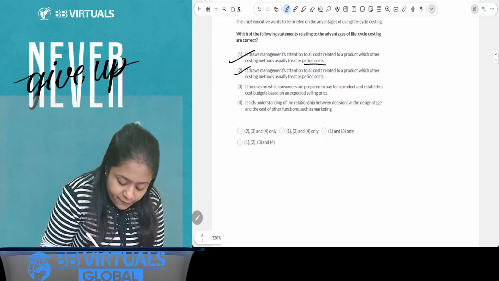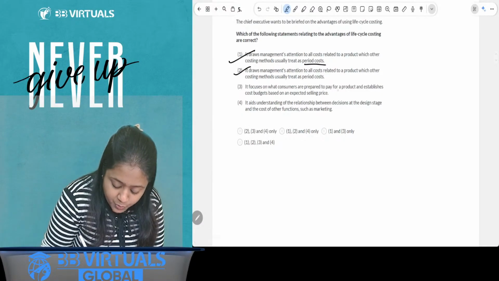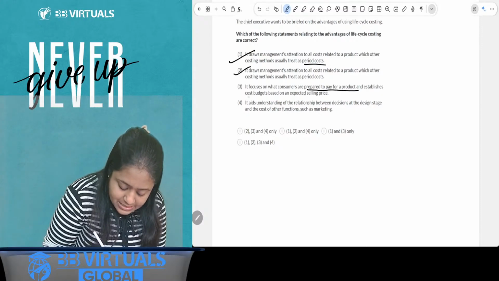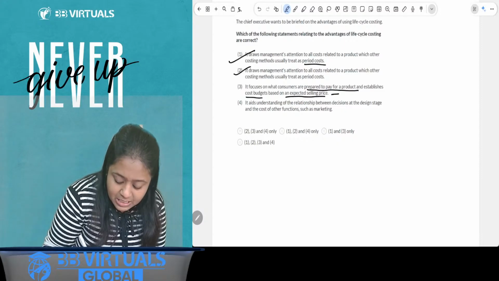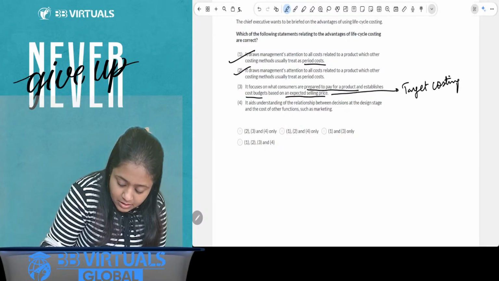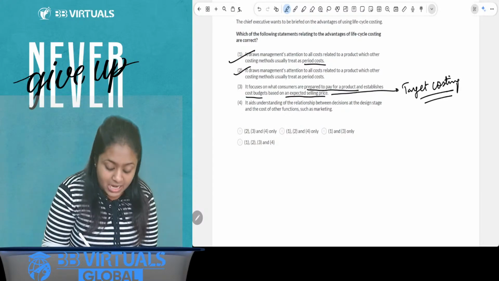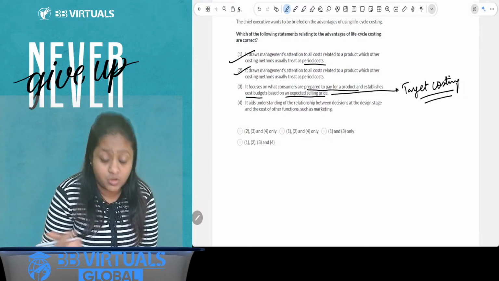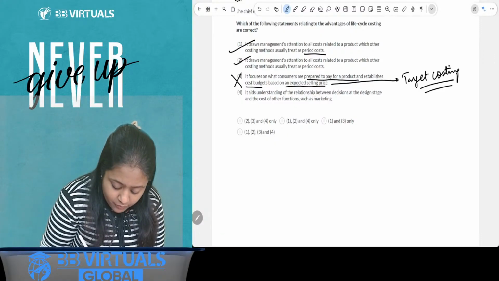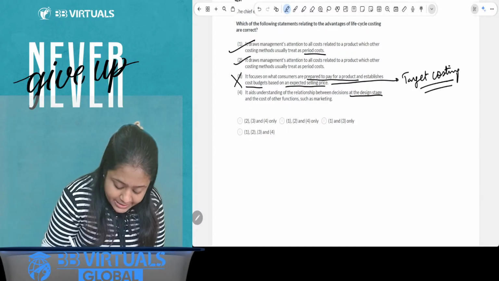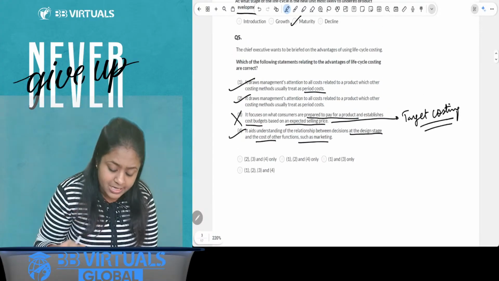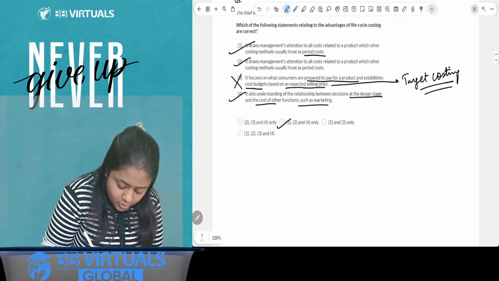Okay, next. It focuses on what consumers are prepared to pay for a product, and establishes cost budgets based on expected selling price. Don't you think it is talking about target costing? Because if the cost budgets are based on expected selling price, that's target costing, so definitely not a point of life cycle costing. Next, it aids understanding of the relationship between decisions at the design stage and the cost of other functions like marketing. Yes, everything is included here. So yes, the correct answer is 1, 2 and 4, option B.